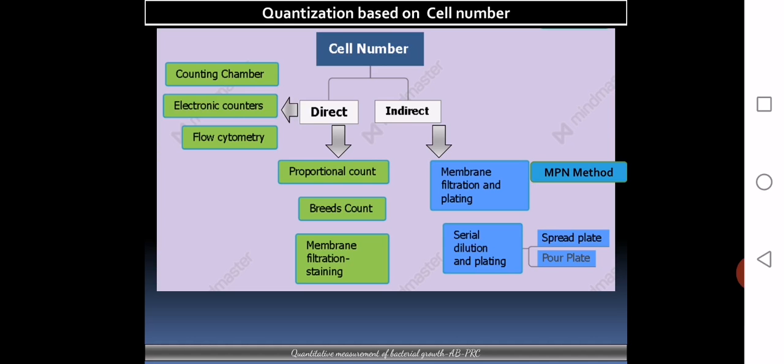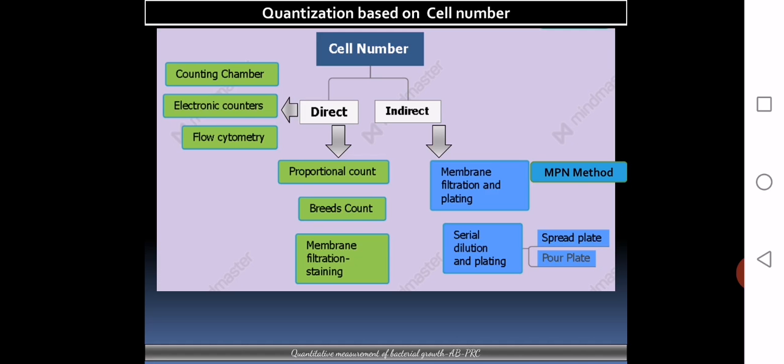So these are the listed methods. Under direct, we have counting chamber, electronic counters, flow cytometry. For these three, we have to use separate machines. And the other three under the direct are proportional count, breed's count, and membrane filtration followed by staining. So these are under the direct method.